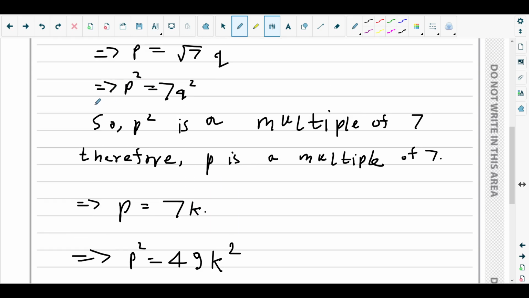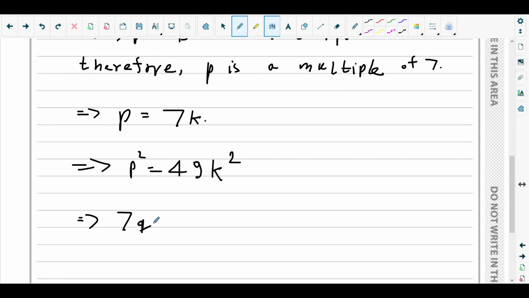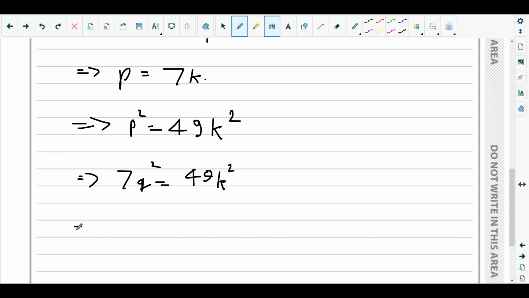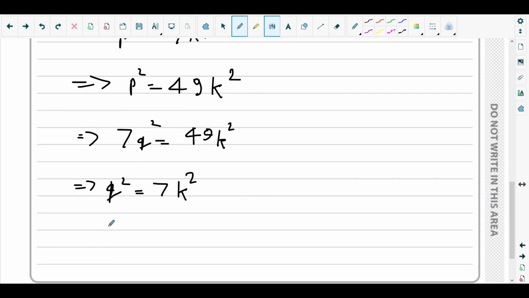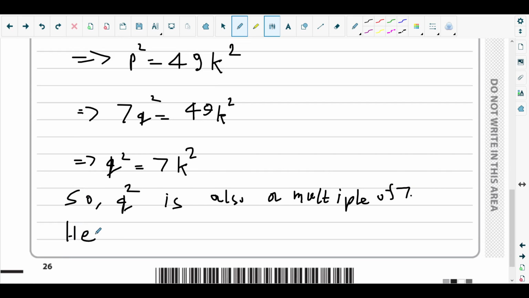Now we know that P squared equals 7Q squared. So you can substitute in place of P squared: 7Q squared equals 49K squared. If you make Q squared the subject, you will get 7K squared, so 7 times K squared. That means Q squared is also a multiple of 7. Hence Q is a multiple of 7.